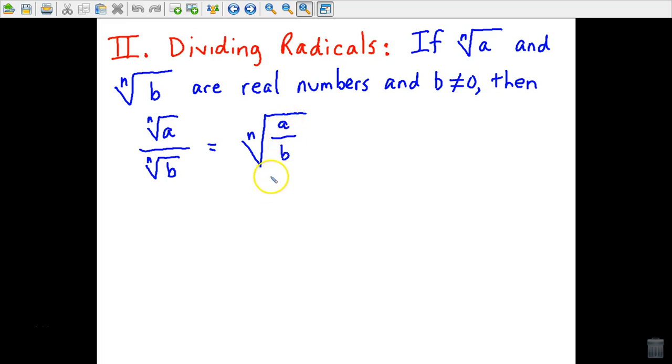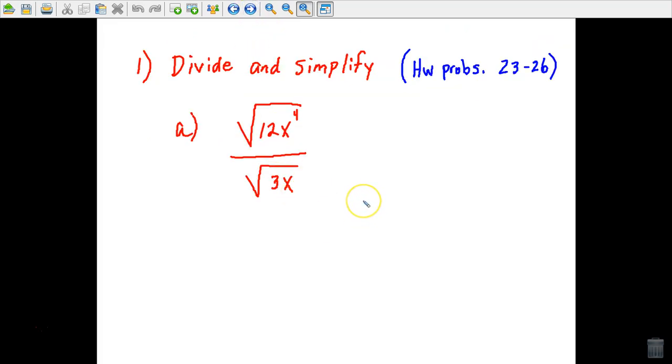And interestingly enough, it works the other way as well. If we have one radical, whatever root that is, of a fraction, if it helps us, we could separate this into two different radicals being divided. So I wanted to show you how these two really are interchangeable. Depending on the problem that we're given, it will make sense to possibly change from one look to the other to make it easier to do the division. So with that said, let's look at some examples like you'll see on your homework.